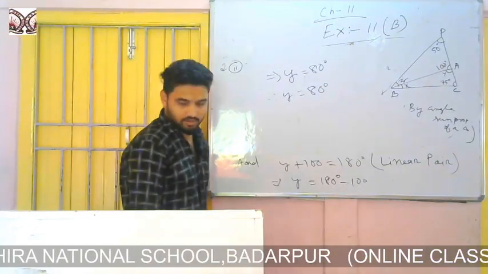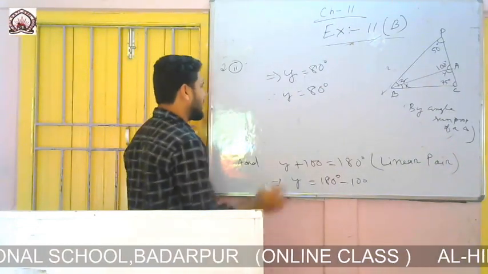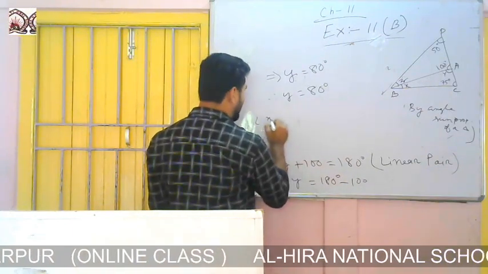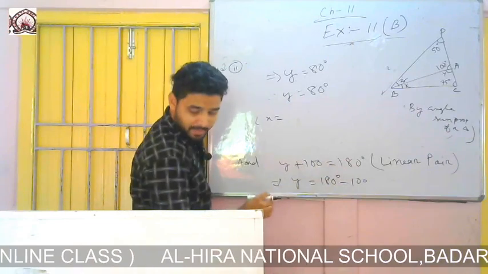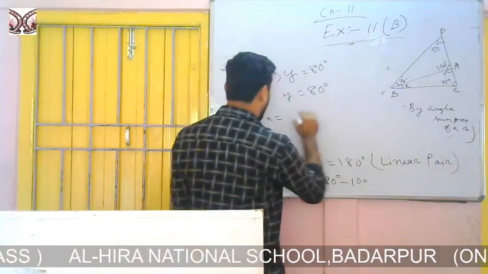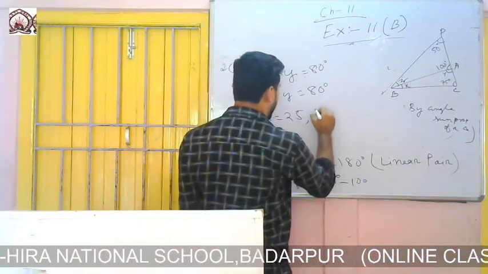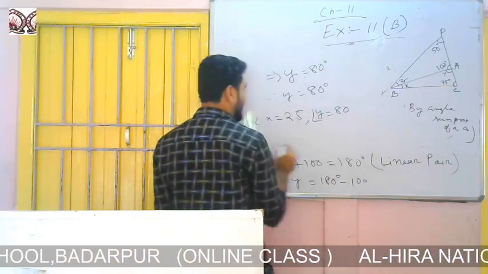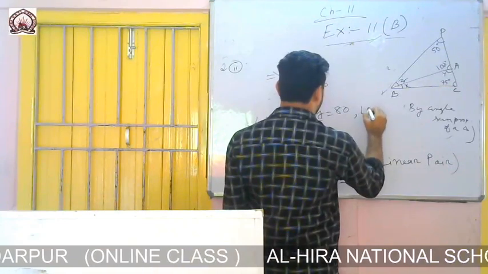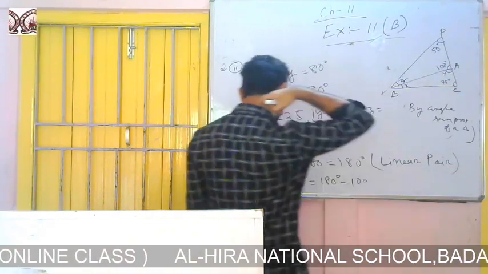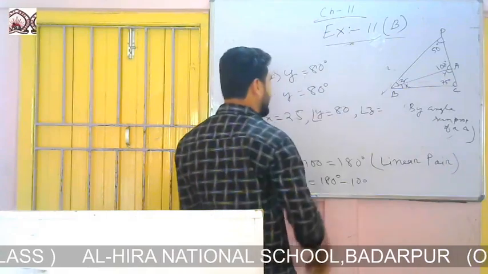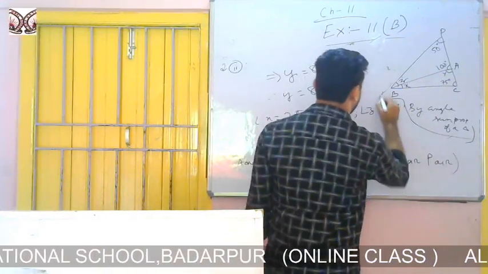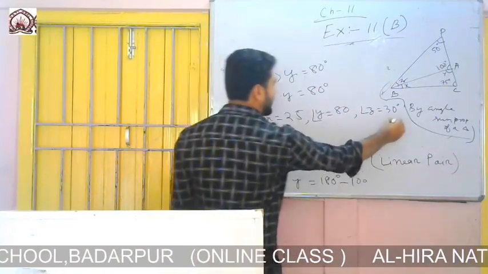Okay, so that is the answer. Therefore you can write, angle x equals to 25 degrees, and angle y equals to 80 degrees, and angle z equals to 30 degrees. Okay, that is the answer.